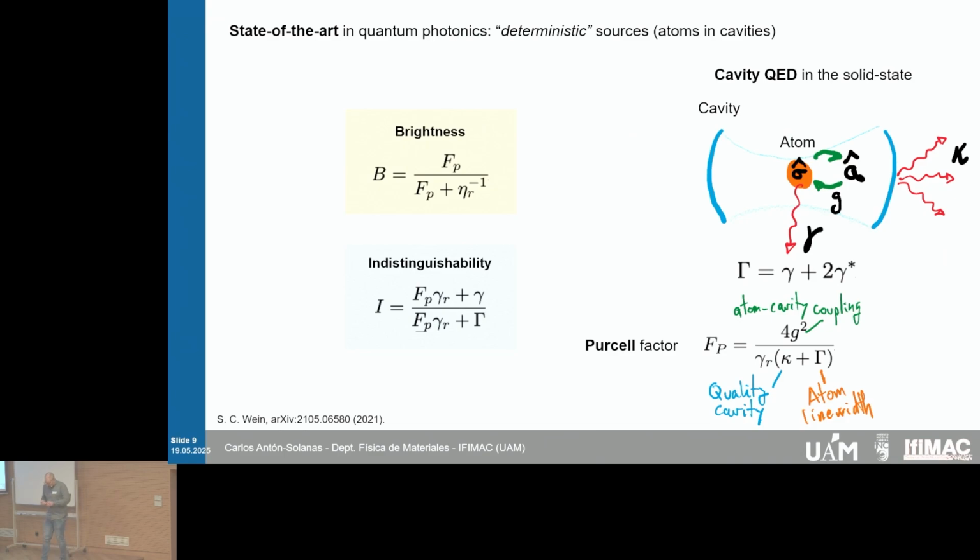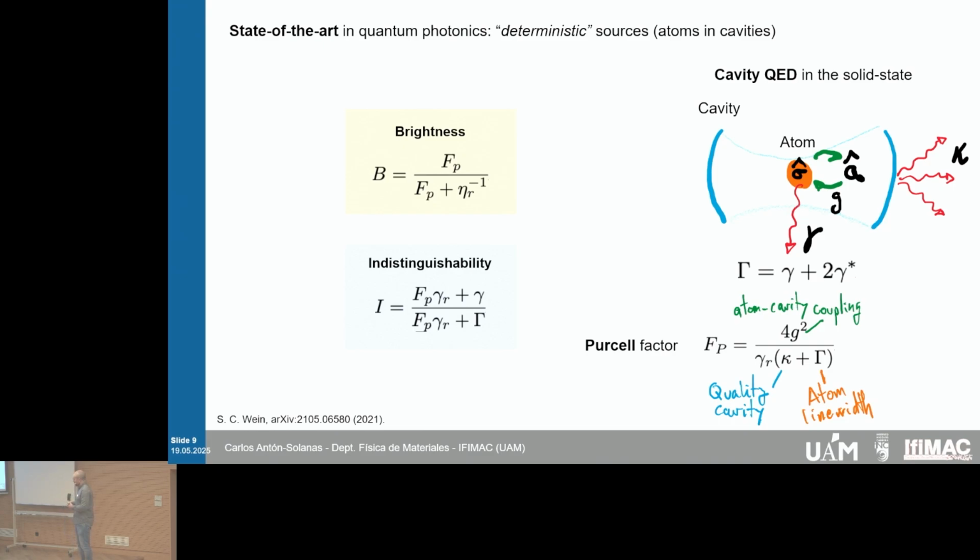Then the next thing that is very important in order to make a deterministic single photon source is to make use of cavities, optical cavities, in order to redirect your emission in a given direction, in a given mode, and try to extract that single photon as quickly as possible.